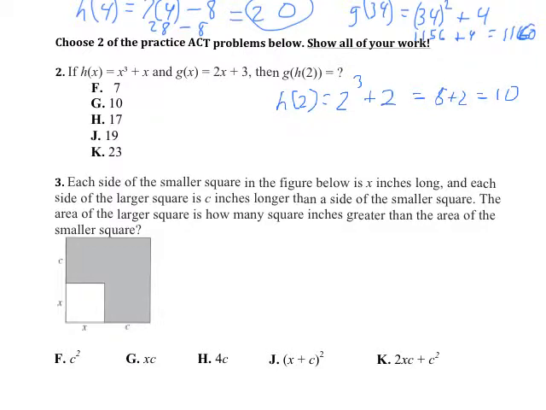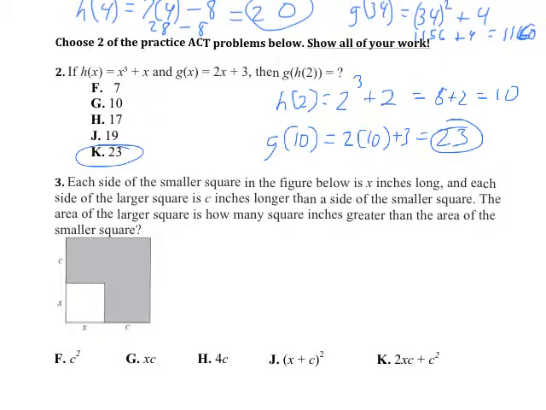Alright, now I need to g that number. G of 10 means I need to find 2 times 10 plus 3. That's 23. That is the final answer. And there we go. Letter C.